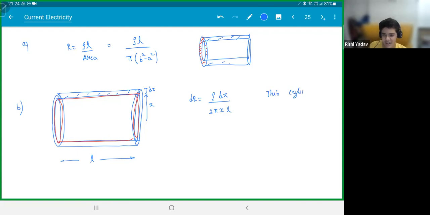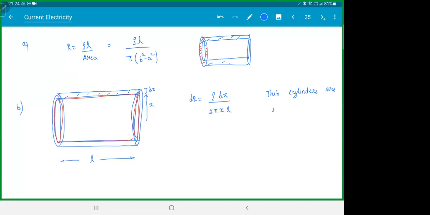Potential difference across individual ones is different. Again, if they're in series, you directly can add them. So we get R is equal to integral rho dx by 2 pi L into x. Limits will go from A to B. That will be rho by 2 pi L ln B by A. That dx by x is ln integral. Check, that's your resistance, everyone.